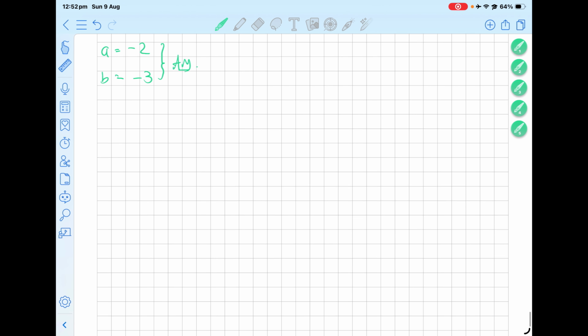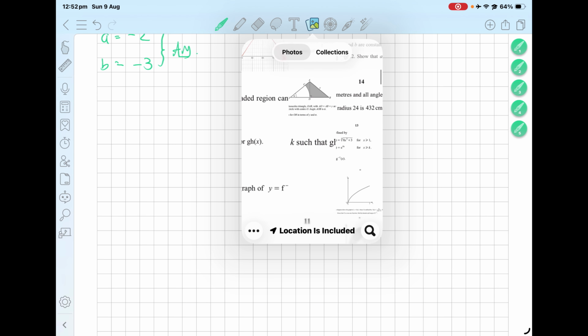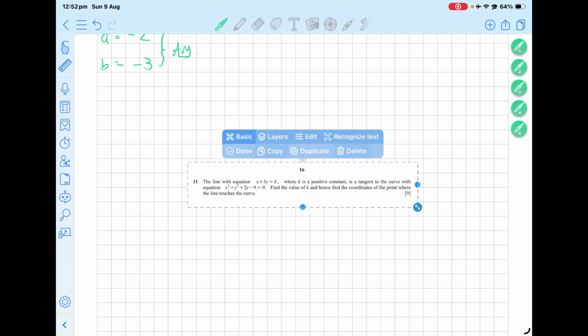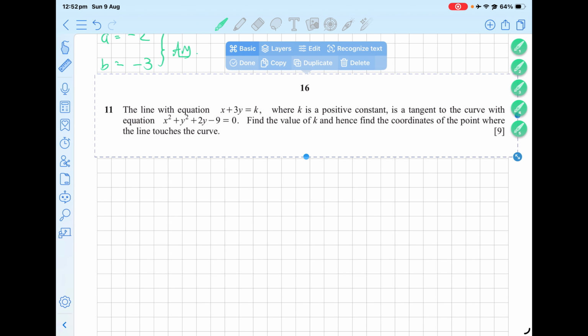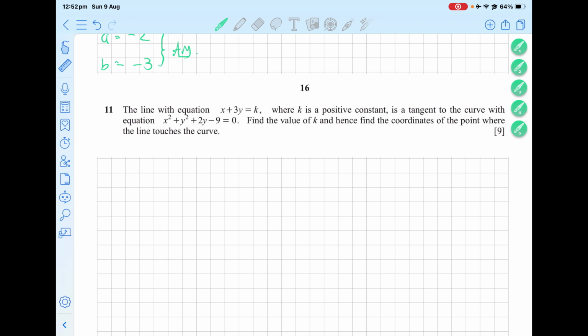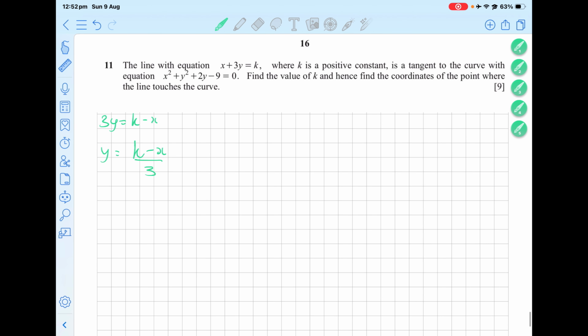Okay, then finally question 11. So this line is a tangent to this curve. So 3y is k minus x, so y is equal to k minus x over 3 is a tangent to this. So find the value of k and hence the coordinates of the point where the line touches the curve.